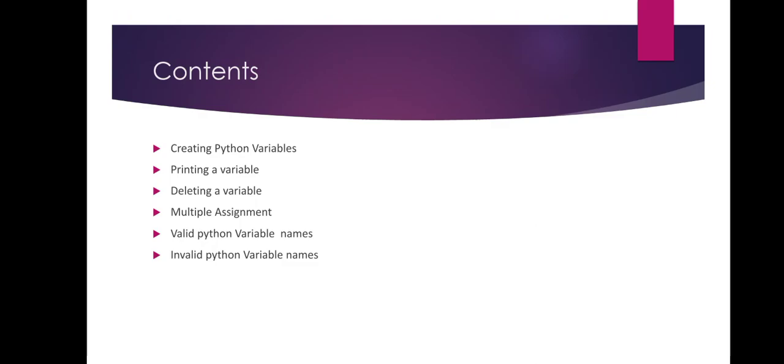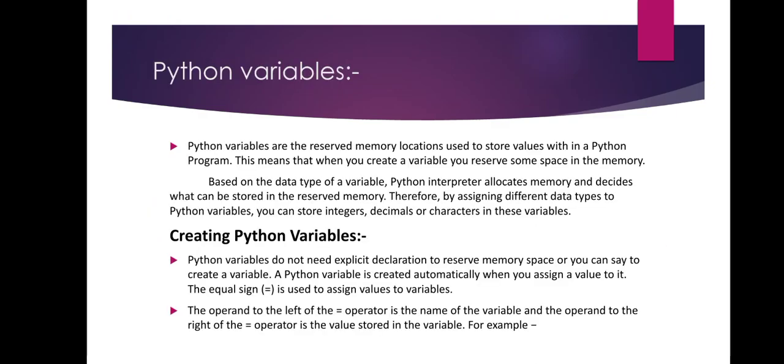First of all, we will learn what a Python variable is. Python variables are reserved memory locations used to store values within a Python program. In every program we have to store values, and we store them in memory locations. So variables are the reserved memory locations used to store values.